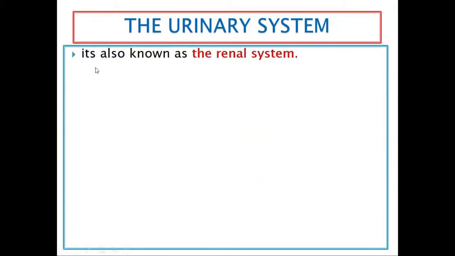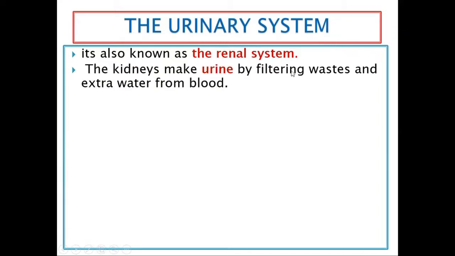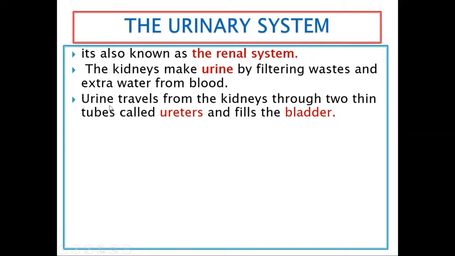The urinary system is sometimes also known as the renal system. When you talk about renal, you're talking about things related to the kidney, which filters wastes and extra water from the blood. It means that urine is made up of wastes and extra water from the blood. Urine travels from the kidneys through two thin tubes called ureters and fills the bladder.